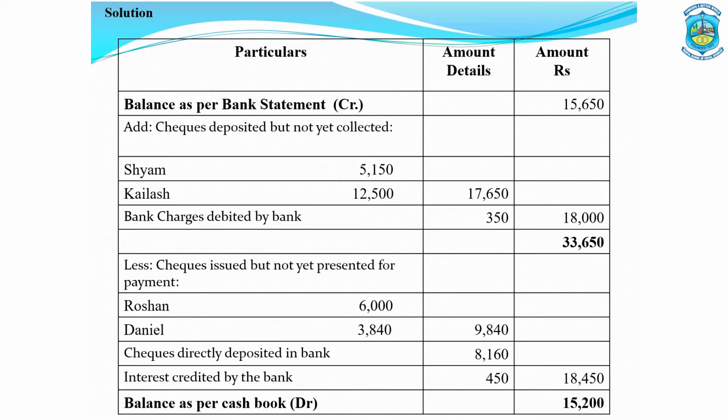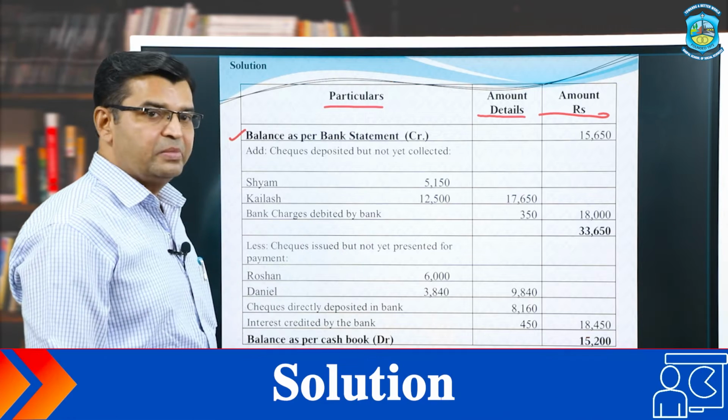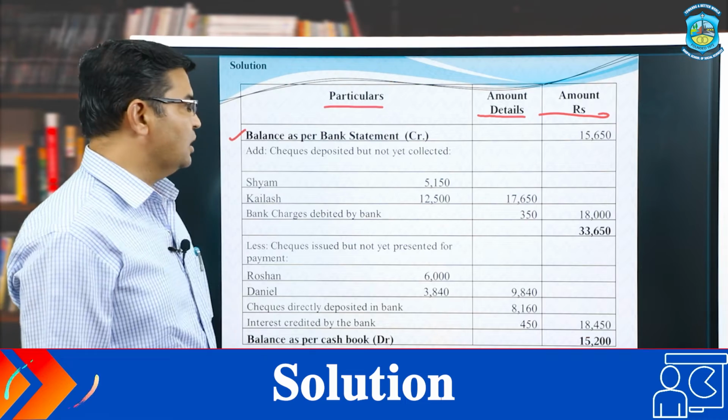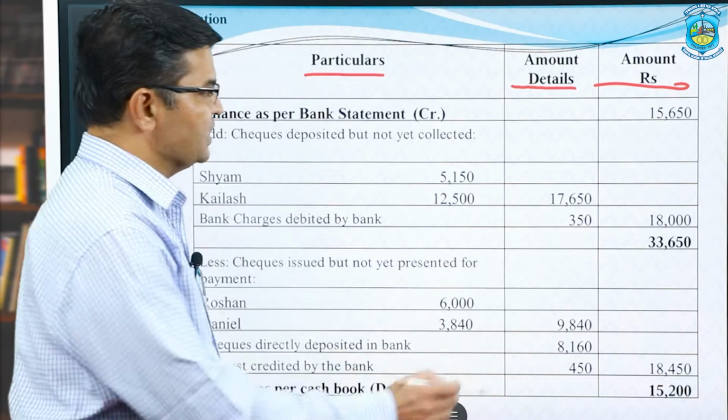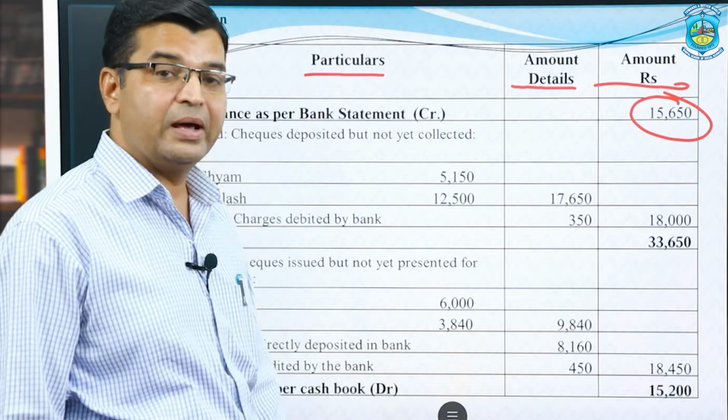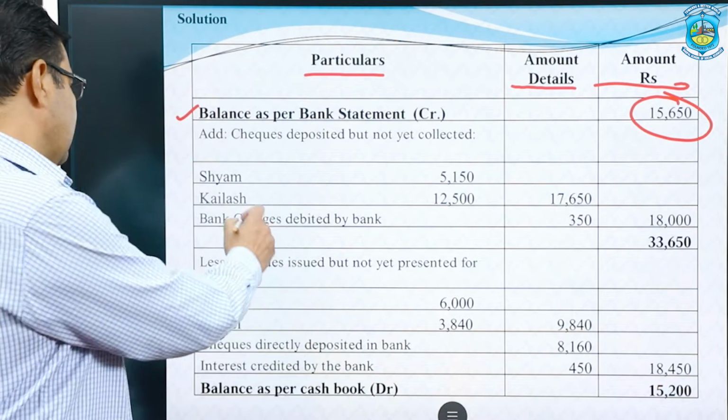Now students, we will try to understand this question. Here, under this bank reconciliation statement, particulars, amount in details and total net amounts have been shown. As far as the balance is concerned, here the balance as per bank statement, that is the credit balance, which is also called the favorable balance of this passbook. So according to this question, the bank balance has been shown worth rupees 15,650, that is the positive balance.